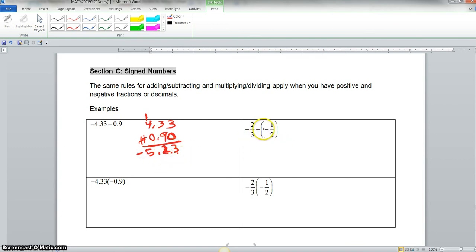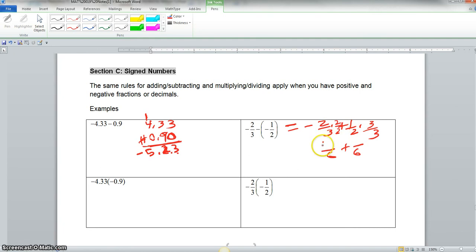Okay, now we come here. We have this negative 2/3 minus a negative 1/2. So this would end up being a negative 2/3 plus 1/2. Now, before we do anything here, let's find the common denominator. We know the common denominator here is 6. And we know we would have to multiply this negative 2/3 by 2/2, and this 1/2 by 3/3.